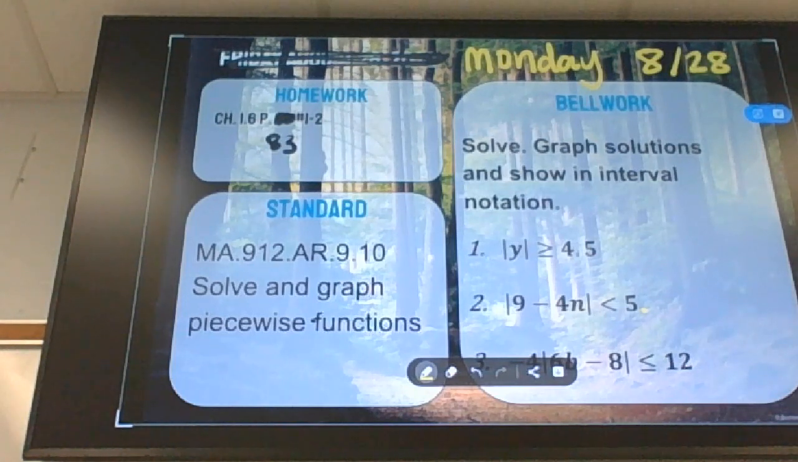Trying to not go too fast. So okay, everybody ready to do the assignment now on page 83, number 1 and 2? Just two questions. Number 1 and 2.